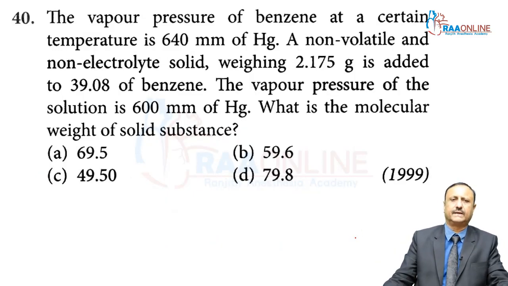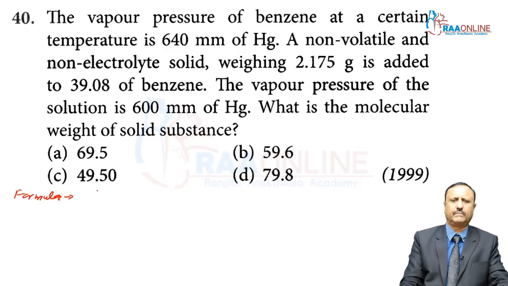Now, my dear students, question number 40. The vapor pressure of benzene at a certain temperature is 640 millimeter of mercury. A non-volatile and non-electrolyte solid weighing 2.175 gram is added to 39 gram of benzene. The vapor pressure of the solution is 600 millimeter of mercury. What is the molecular weight of the solid substance? Here, my dear students, we can use the vapor pressure formula, Raoult's first law, and that formula is P0 minus Ps upon P0 equal to small w upon capital M upon capital W into small m.